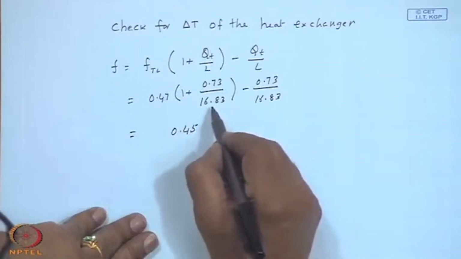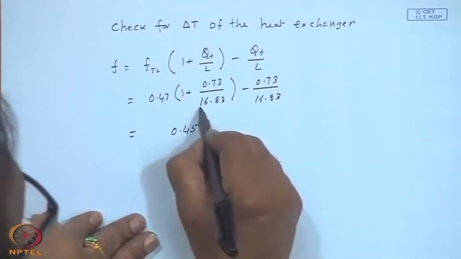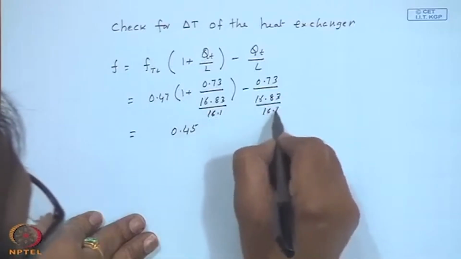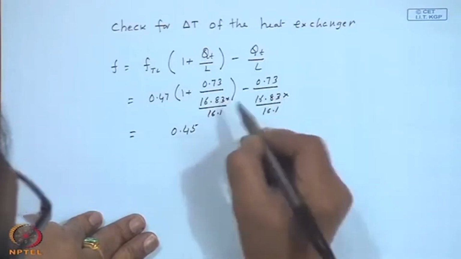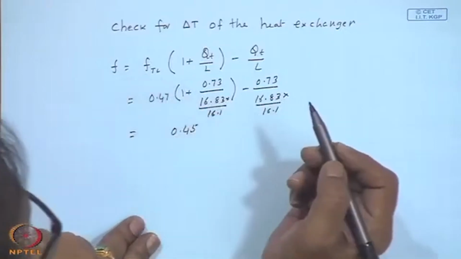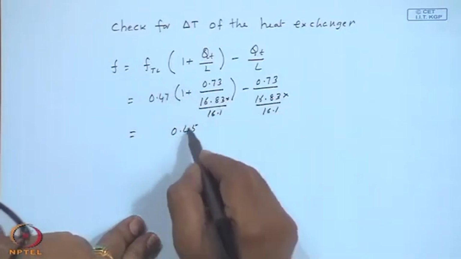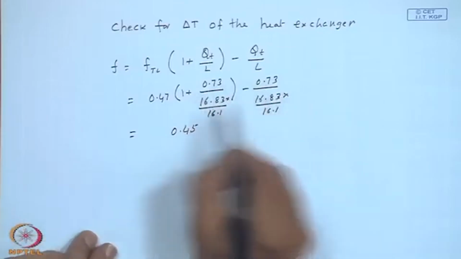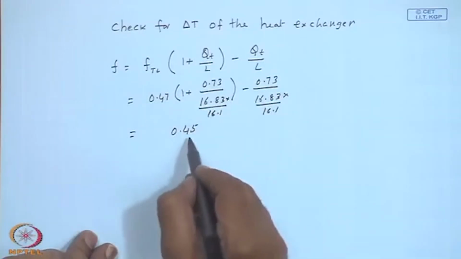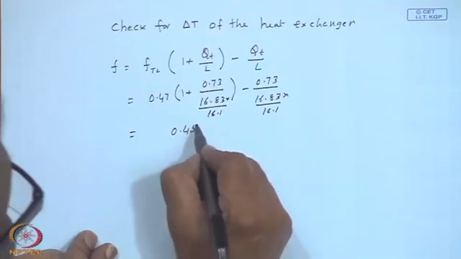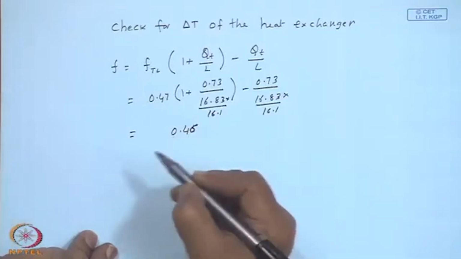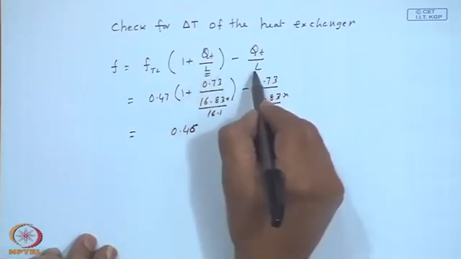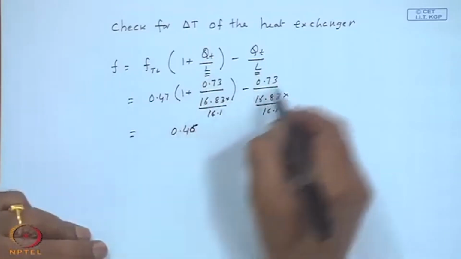As a matter of fact, this should be 16.1, not 16.83, because this is the original L in calculating FTL. So, this number does not change because both places we are underestimating, minus and plus, except for this factor. It may be a little higher, maybe 0.46. And all right, this should be the original load only. This is fine.